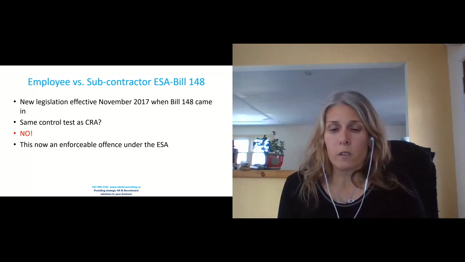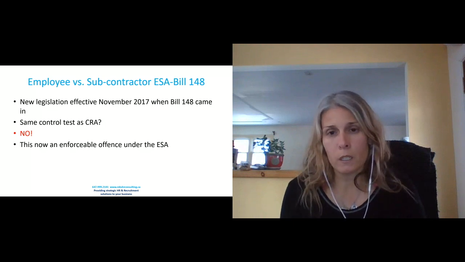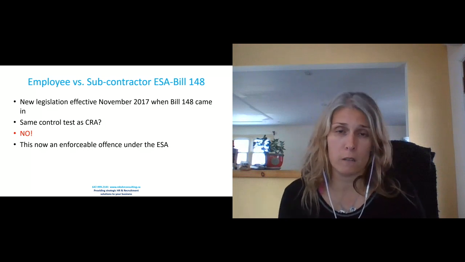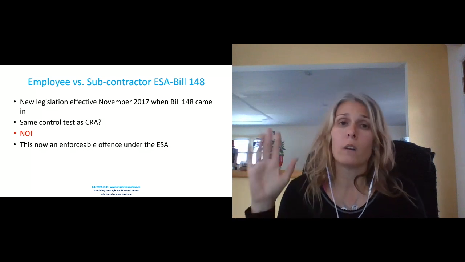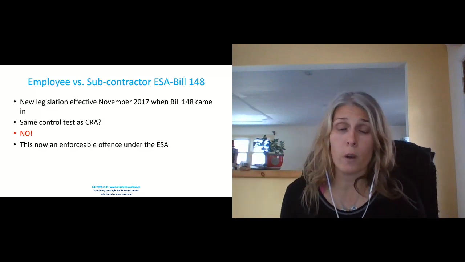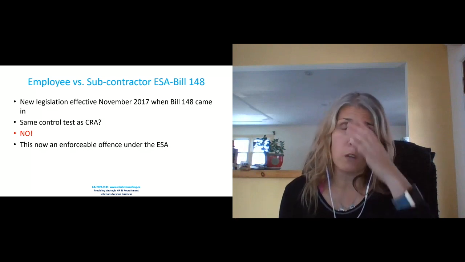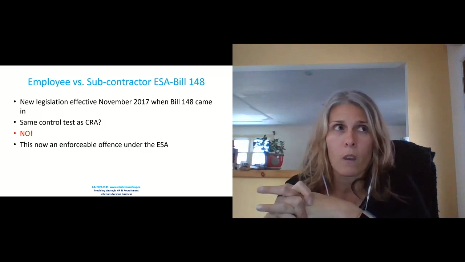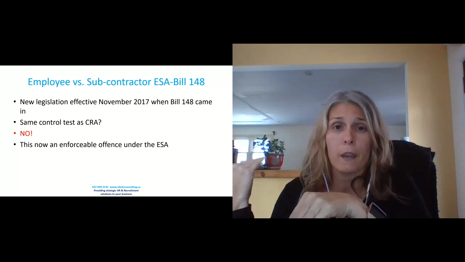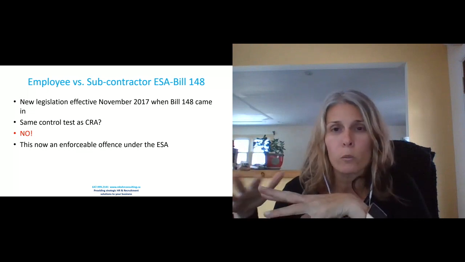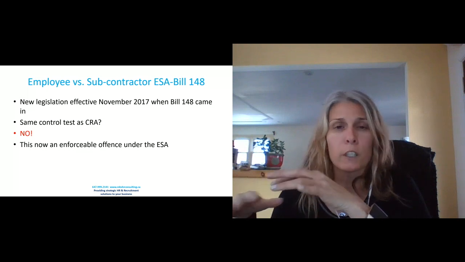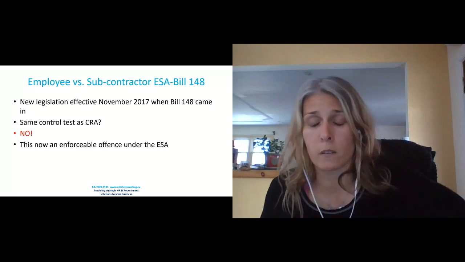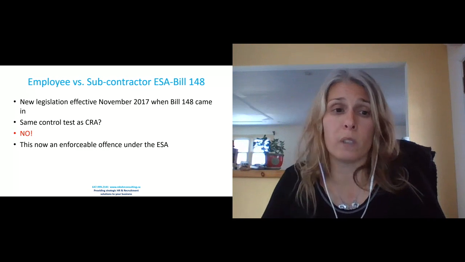This idea of employee versus subcontractor has been in the Employment Standards legislation, but what's new now is that it's an enforceable offense under the ESA. So like I said before, you're on the hook with the CRA potentially, and you're also on the hook with the Ministry of Labor if they fine you. And based on the new legislation, they haven't really said how far back they would look at the relationship. There's never really been any clarification for that. And they don't have a test set up in the same way that the CRA does. But just know that it's an enforceable offense.